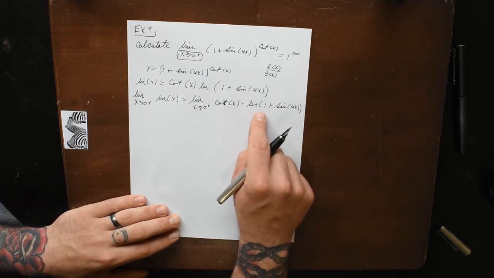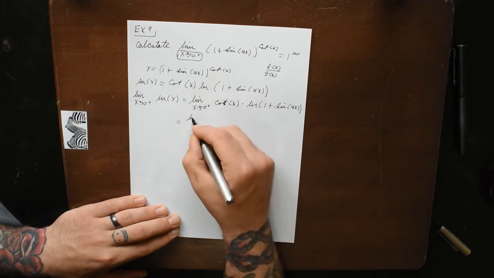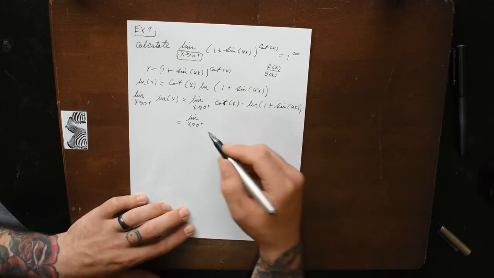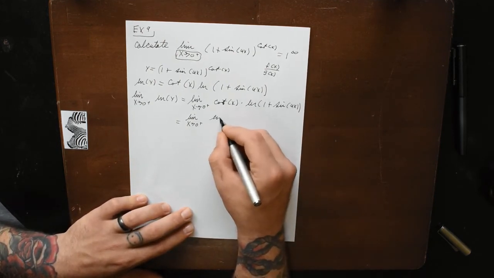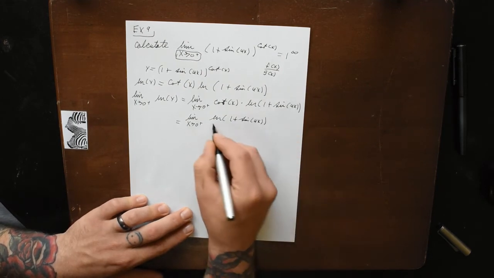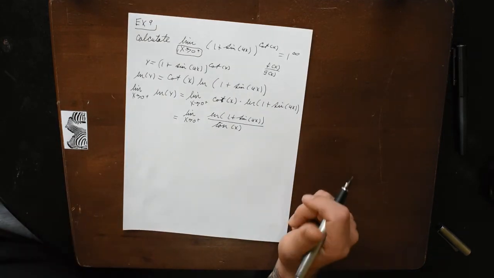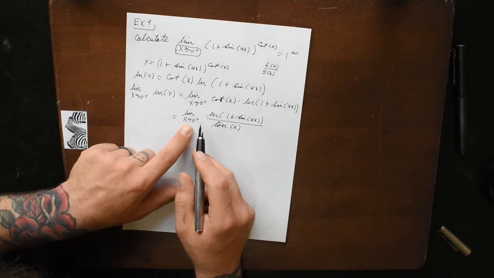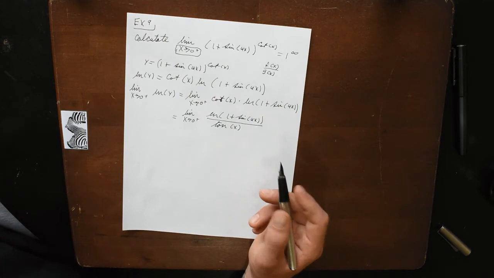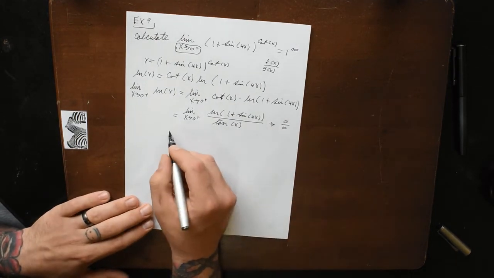Natural logs are kind of clunky to manipulate, but multiplying by a cotangent is the exact same thing as dividing by a tangent. So the limit as x goes off to 0 from the right is of the natural log of 1 plus the sine of 4x divided by the tangent of x. Perfect. So what happens when we try to evaluate this thing? We get 0 divided by 0. The tangent of 0 is 0, so we get one of our indeterminate forms. So we can apply L'Hopital's rule.